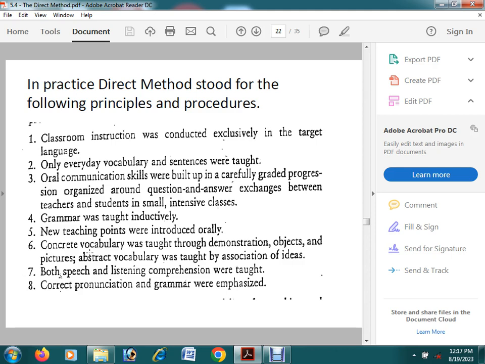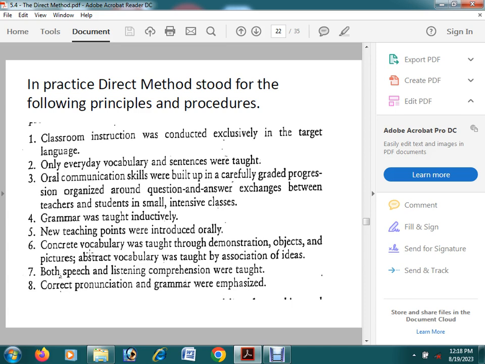Both speech and listening comprehension were taught. Okay, so in case of GTM, 2 components were initiated, that is reading and writing. So in GTM, listening and speaking was absent. In direct method, listening and speaking should be initiated. Okay, and for this reason it is said that direct method is totally opposite to grammar translation method.